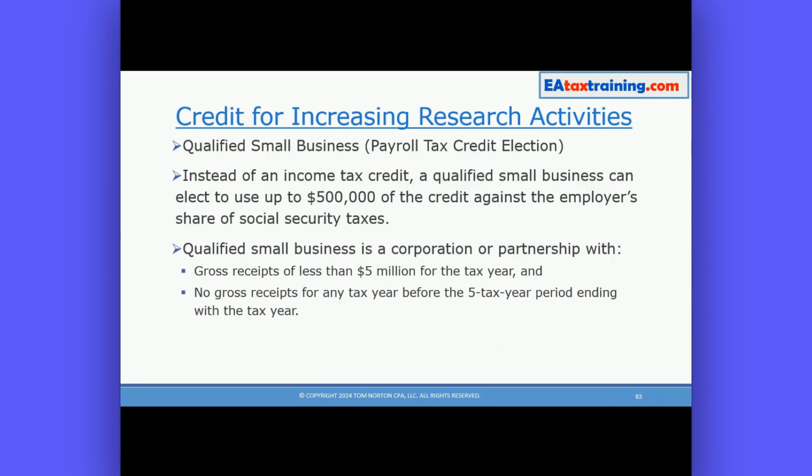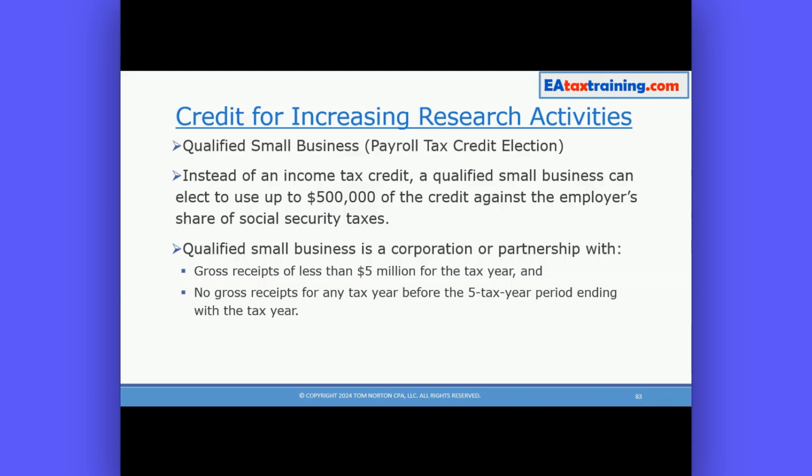So you might be asking, why would we do this? Well, if you've got a startup company, a lot of these technology related startup companies, they don't make money at first. They're losing money. So they don't have any income tax. So an income tax credit does not do them any good. So what they're saying here is if you got a qualified small business like this, then instead of an income tax credit, we're going to give you a credit against the employer's share of Social Security taxes.